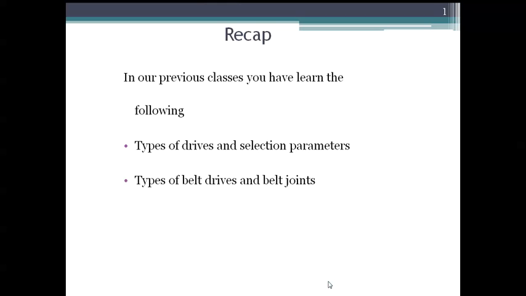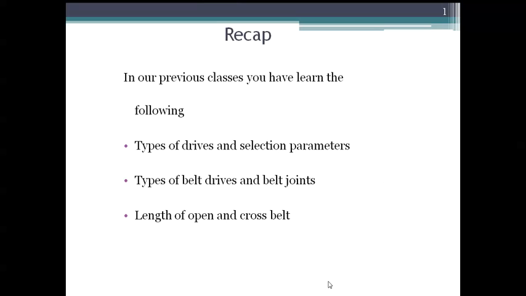Next we discussed types of belt drives and belt joints. We have different types of belt drives: flat belt drive, V belt drive, and rope belt drives. And we have different types of belt joints because belt is available in limited lengths, so we need to make a joint to wrap it around the two pulleys. That's why we need to learn about belt joints. So like this we discussed types of belt drives and belt joints.